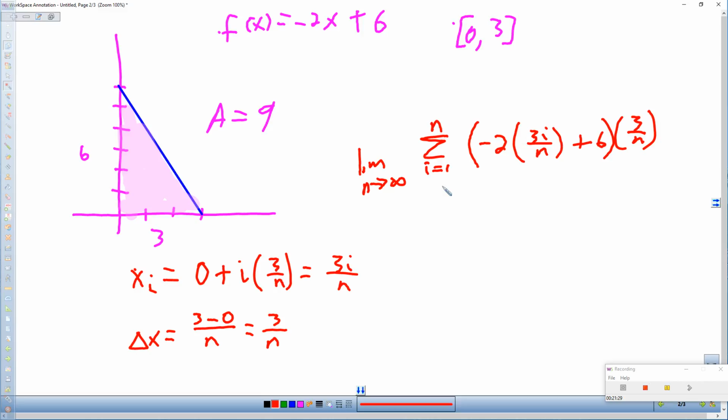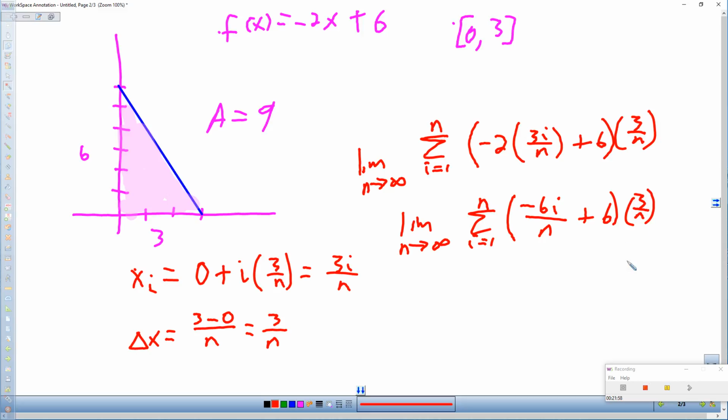Okay, so everybody with me? Let's simplify this a little bit. We know it's going to be the limit as n goes to infinity of the sum from i equals 1 to n of negative 6i over n plus 6, times 3 over n. Now, once we get to this point, this is where we start having to get to the more complicated part.